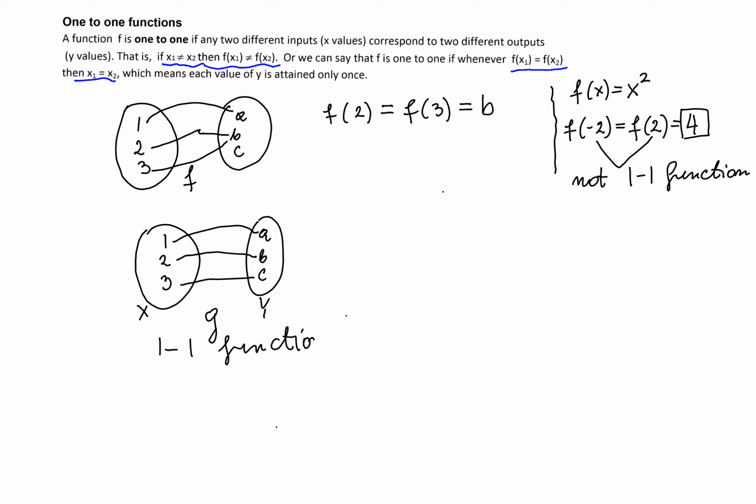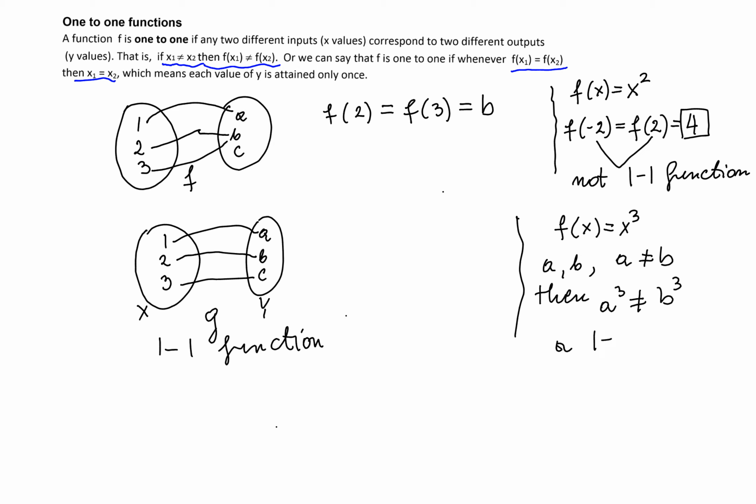An example of such a function is, say, the function f of x equals x cubed. If you take values a and b that are different, then the value of the function, a cubed, is going to be different than b cubed. So this is a one-to-one function.